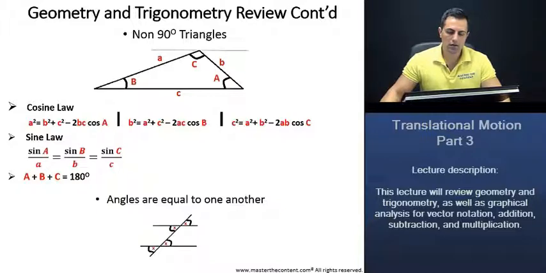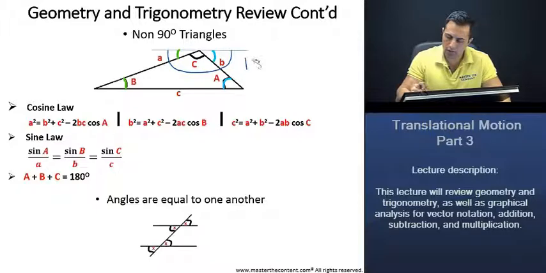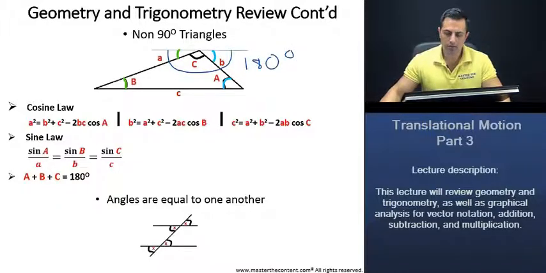Then with what we just said, the alternate interior angle for that is going to be that, and for A here, it would be this angle here. Thus, we also know that half a circle is going to be 180 degrees, and from that bit of information, we can say that A plus B plus C gives us 180 degrees.